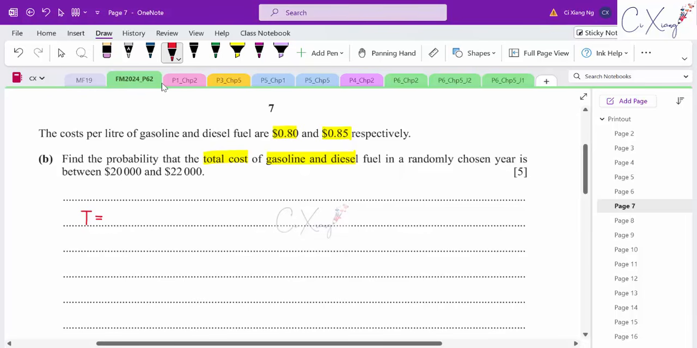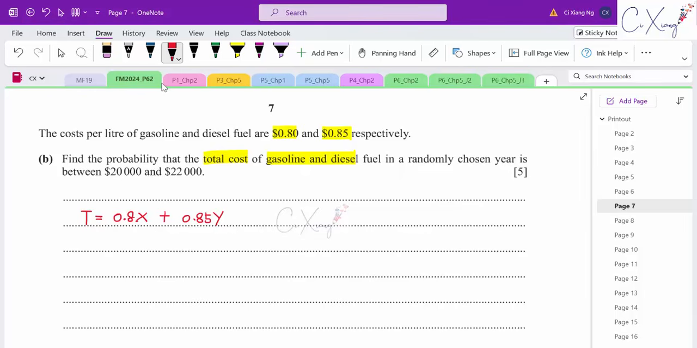Okay, so the cost depends on the volume of gasoline and also the diesel that we are using, right? So that means I must have 0.8, which is the cost per liter, multiplied with the X, which is the amount that we use for gasoline. Then add the cost per liter for diesel, multiplied with the amount used. So my total cost should be 0.8x plus 0.85y. So you have to multiply the x or y with the amount that is used, so that we can get the total cost.